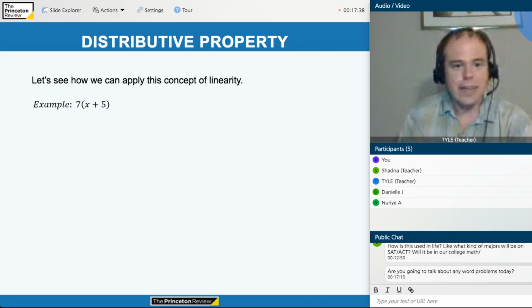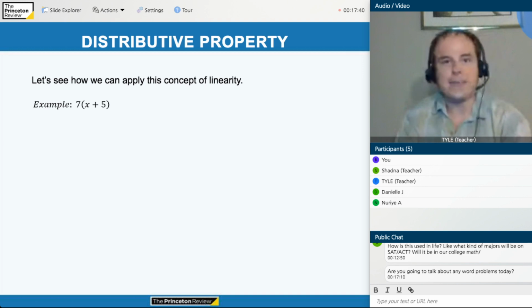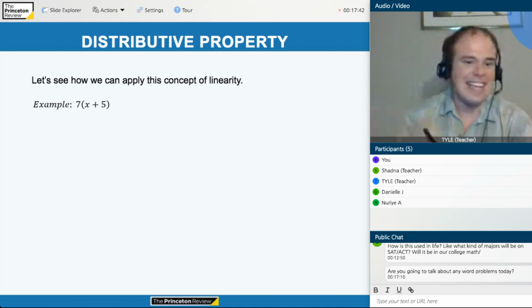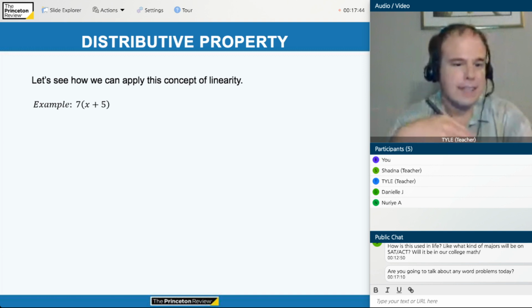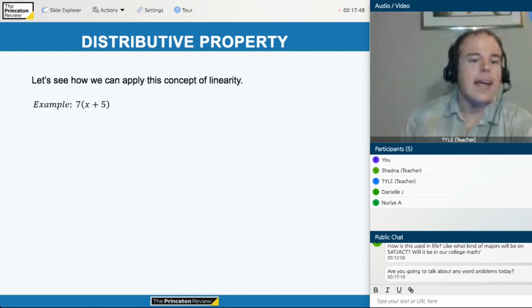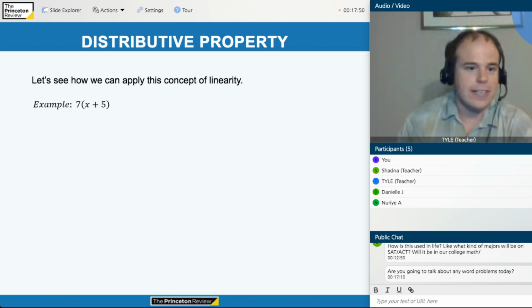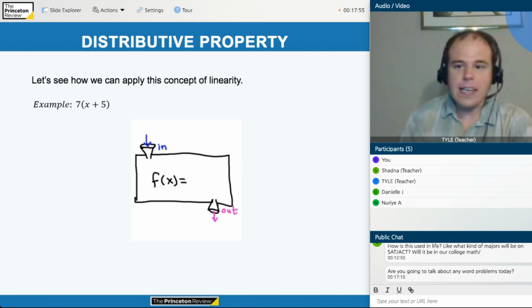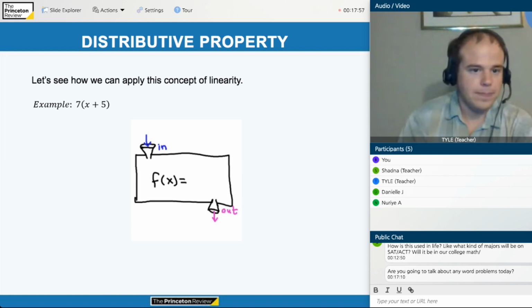So let's talk about this. 7 times quantity x plus 5. So you're maybe thinking to yourself, yes, I know, I can distribute the 7 over the x and the 5 since I know the distributive property. And I know that multiplication distributes over addition. Well, that's great, and that's all correct. Let's think of it in these function terms, though.